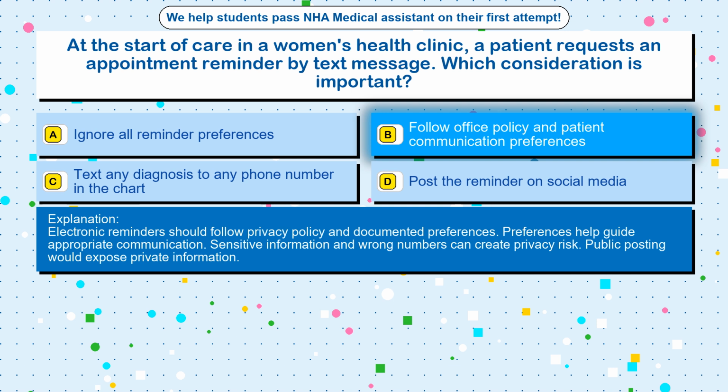Sensitive information and wrong numbers can create privacy risk. Public posting would expose private information.